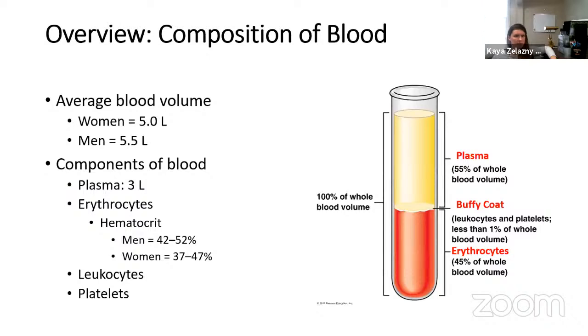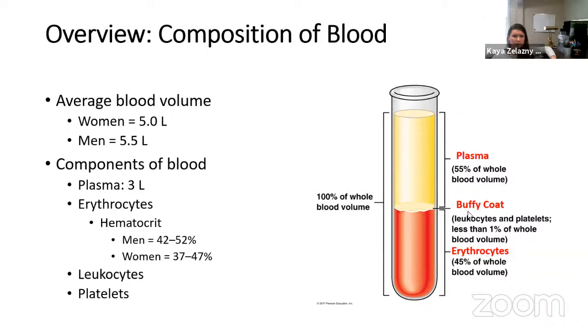So we've seen this little blood tube before. Most of your blood, about 55%, is made of plasma. So that's water. We got some proteins in there. That's this yellow part.